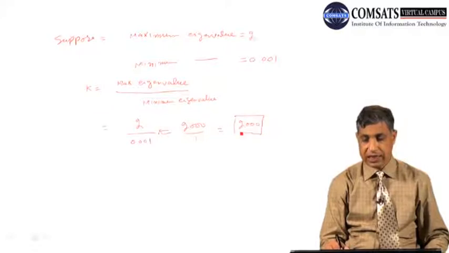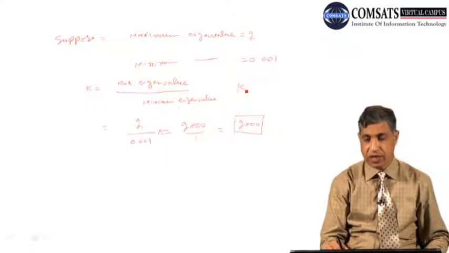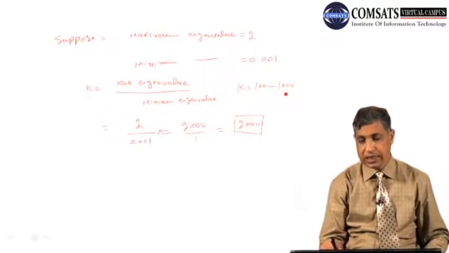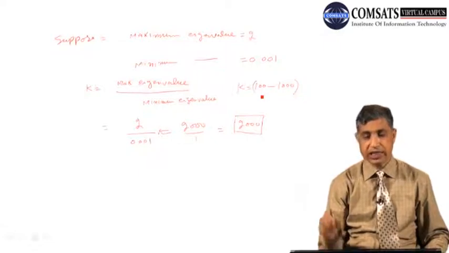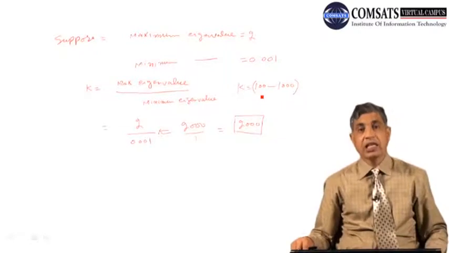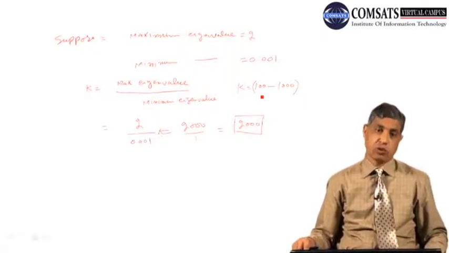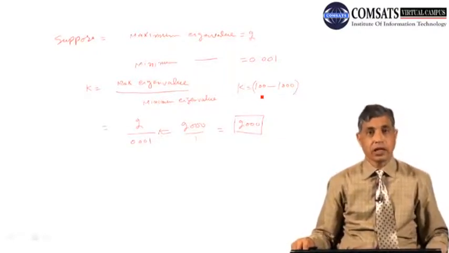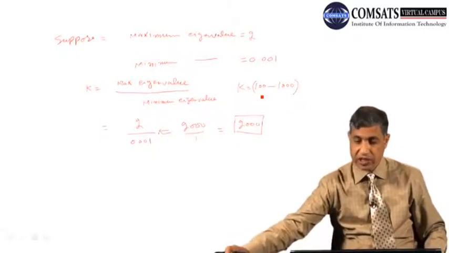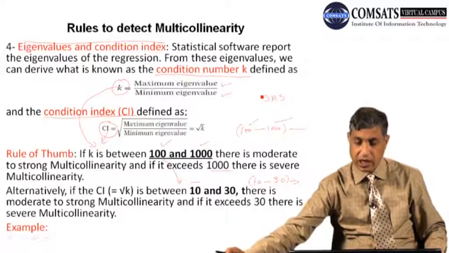Now look at this, the range of the k is between 100 to 1000. Now our 2000 is outside this range. So we will say that there is severe multicollinearity, and we should be worried about this because there is very, very severe multicollinearity.